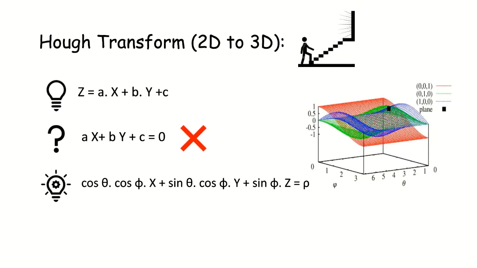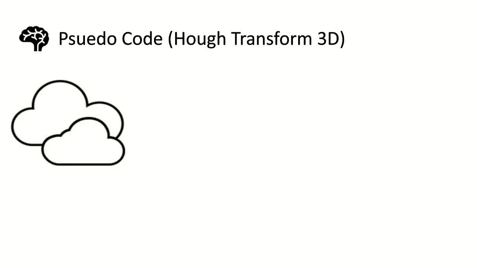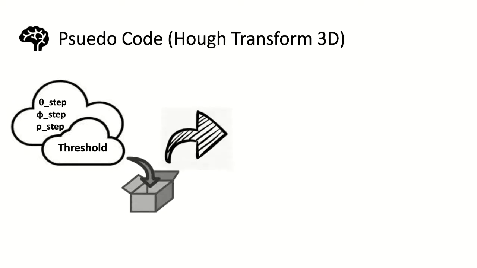Now that we have understood the principles of the 3D Hough transform, we dive into the complete algorithm. The input data required are the steps on the theta, phi, and rho axes in discrete intervals, called theta step, phi step, and rho step respectively. The fourth parameter is the threshold entering into the 3D region growing algorithm. Now, I'll walk you through the pseudo algorithm.